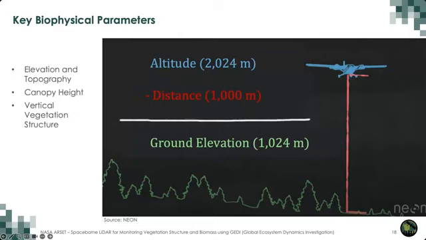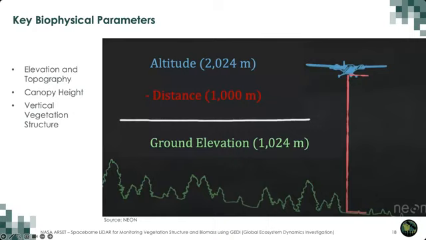LiDAR's ability to penetrate vegetation canopies and provide 3-dimensional structure information makes it sensitive to several biophysical parameters. Elevation and topography is the first that I'll talk about, where LiDAR can create high-resolution digital elevation models, often referred to as DEMs, by measuring ground returns beneath vegetation canopies. The difference between the highest vegetation return and the ground surface provides direct measurements of canopy height, which is another key parameter often used for forest biomass estimation.